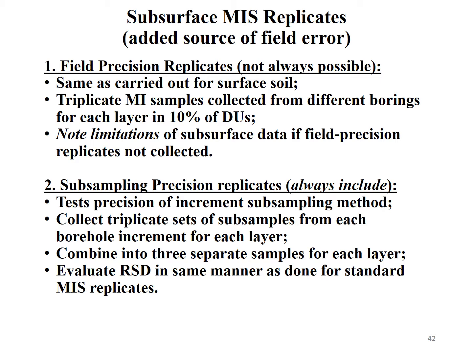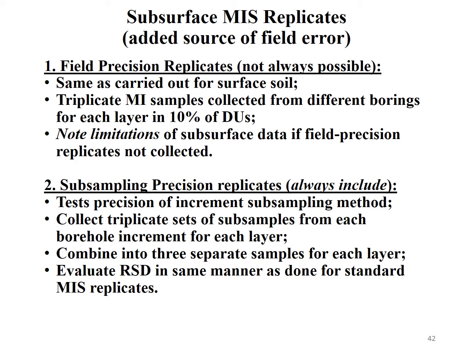When you're doing these subsurface investigations with drill rigs, there's an obvious increased cost and effort to collect the subsurface samples, and in some cases, field triplicate samples may not be feasible due to timing issues or cost issues that come up. So if you're doing triplicate cores for your subsurface layers, that would be 90 cores in the DU versus 30 cores, and that would be done in 10% of the DUs you're investigating.